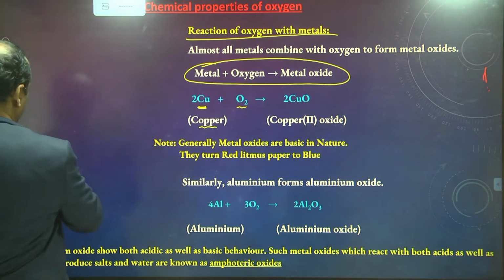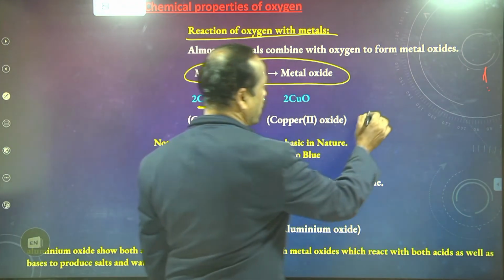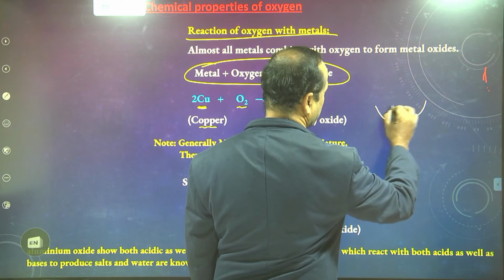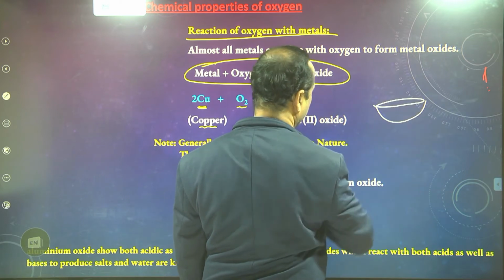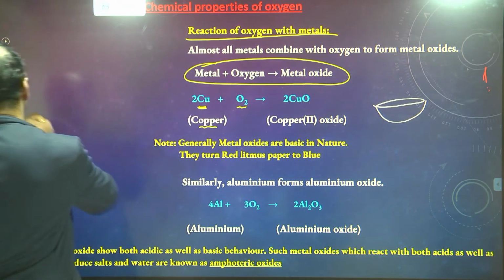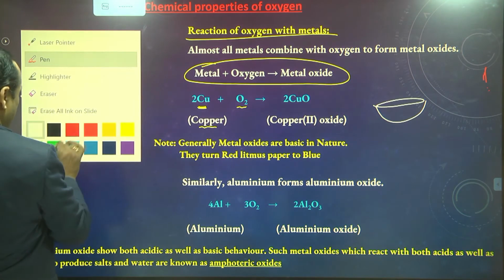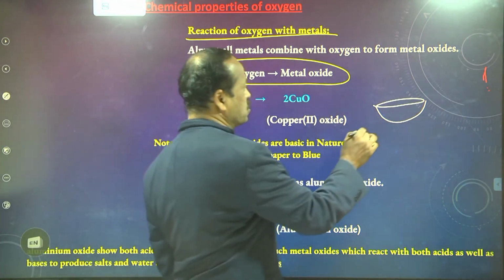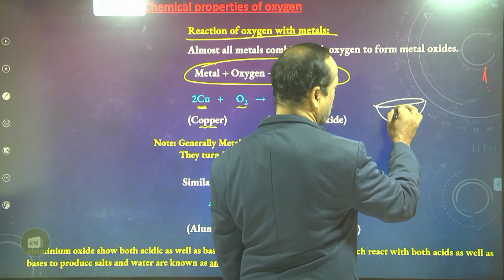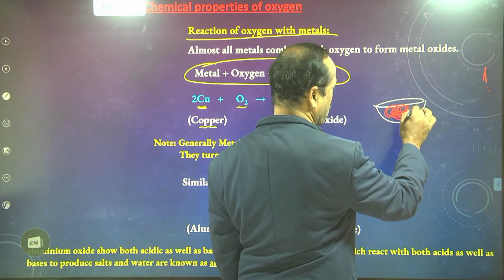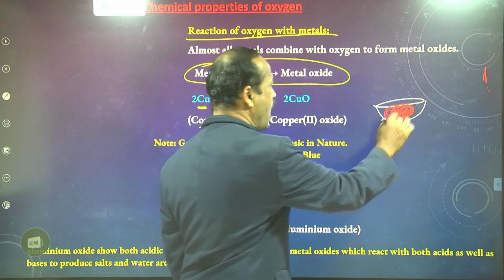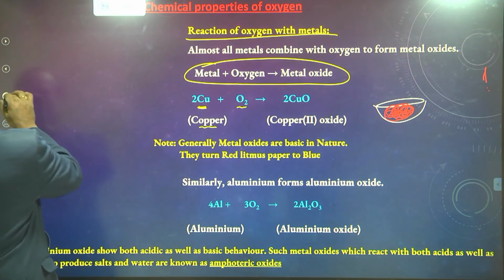Reddish brown in color. Okay, so you take one watch glass, like this, called a watch glass, or one beaker. In that you take reddish brown copper. So you are taking the copper here. For example, you think this is copper, and you are heating this one.